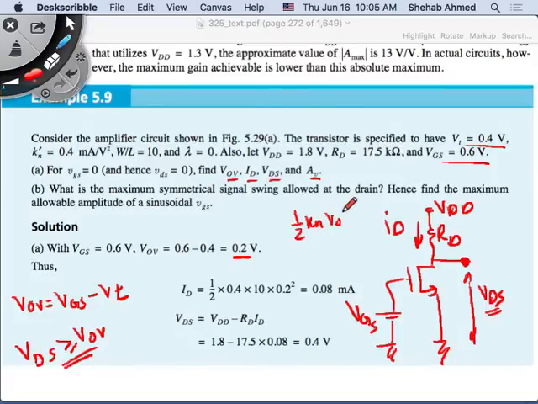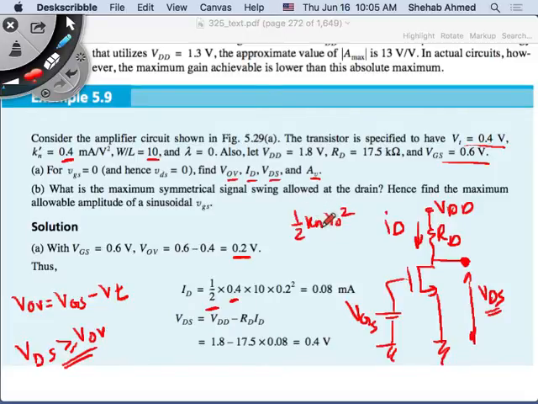Yeah, that's in saturation mode. We assume we're in saturation mode, right? If we assume we're in saturation mode, then ID is half, Kn is 0.4, right? And then 10 is what? 10 is W over L. So it's Kn times W over L.